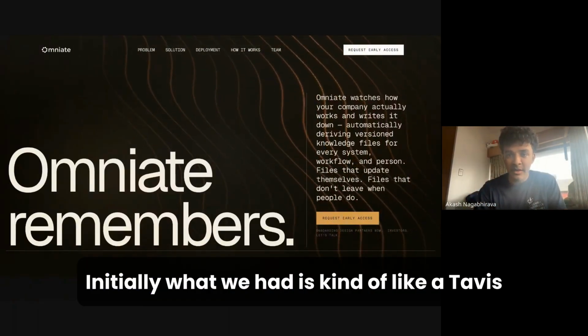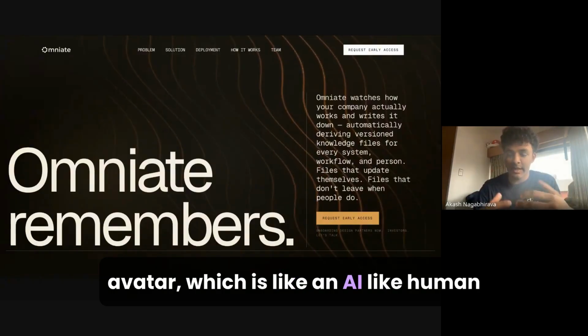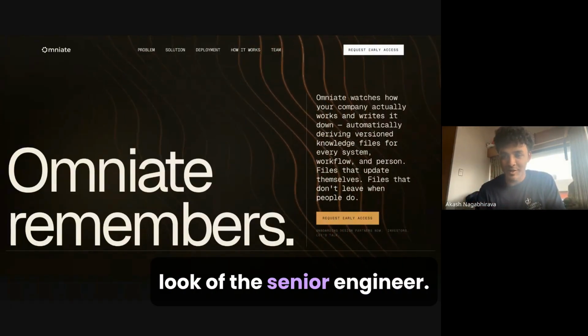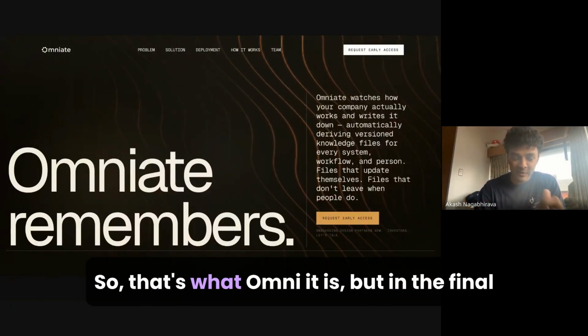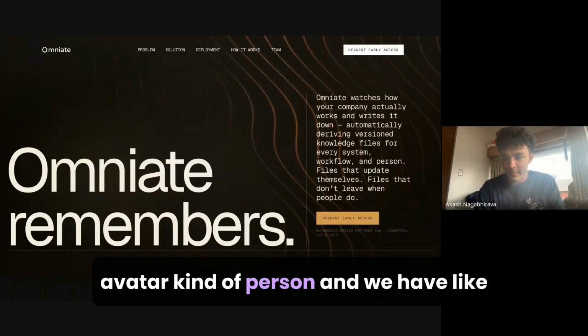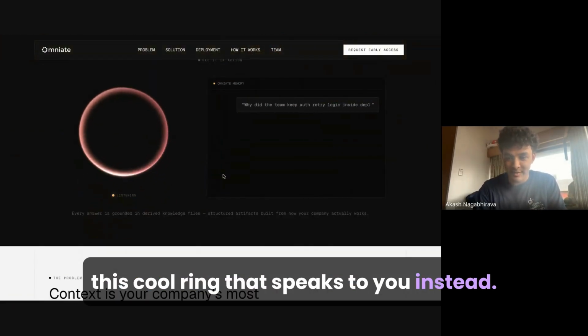Initially, what we had is a Tavis avatar, which is an AI human being speaking to you, designed after the look of the senior engineer. So it's literally a clone of them, and you're asking them questions, right? So that's what Omniate is. But in the final product, we moved away from that avatar and we have this cool ring that speaks to you instead.